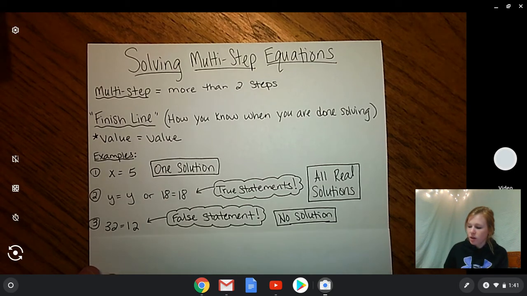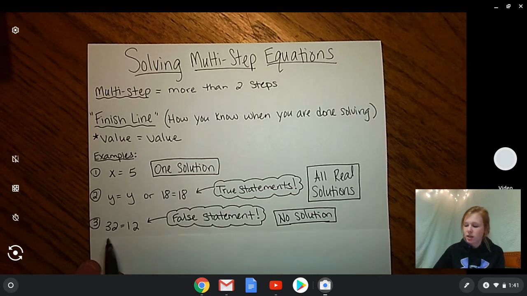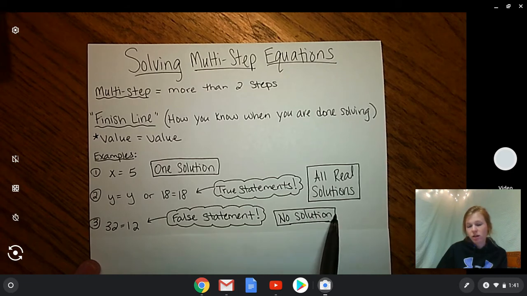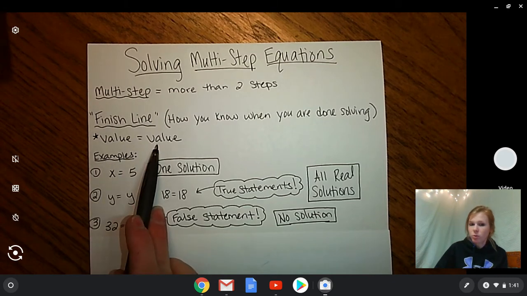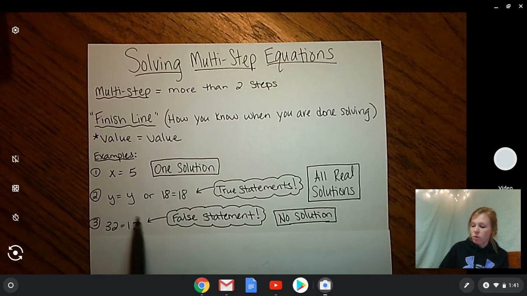The third type that I want to talk about is when you have a false statement. So in this case, 32 does not equal 12. X does not equal Y. Anytime the statement is not true at the very end, you're going to put no solution because it's not true. Okay, so those are the three different types of solutions that you can have. Those are the three things that you can be looking for when you think that you're done solving the problem. You should end up with a value equal to a value, and it might look like one of these three examples.